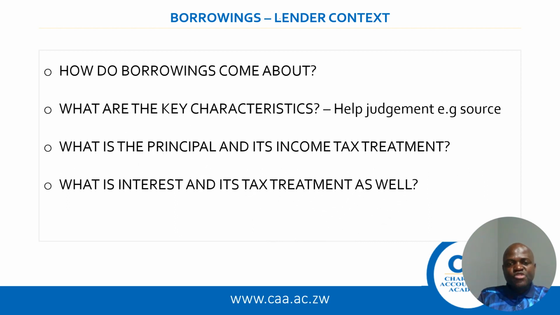And then what is interest and its tax treatment as well. So I've just explained interest is what you are being compensated for the extension of credit. So therefore, you're looking at income, amount received. Again, there you have to make a judgment. In some cases, the amount is pretty straightforward. You're told how much the interest is.